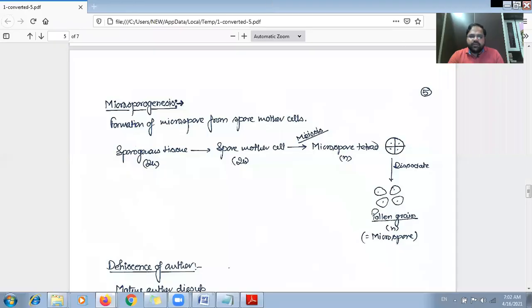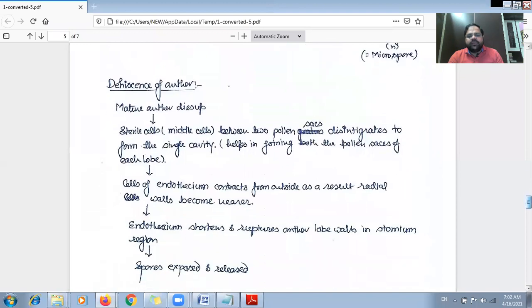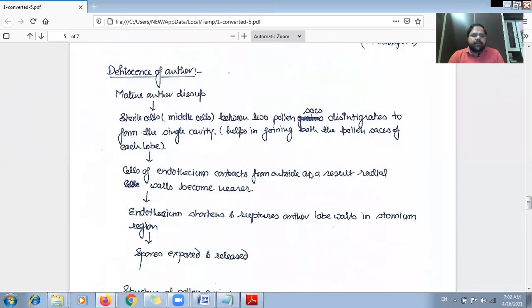Now we'll see how the dehiscence of the anther takes place. This is a step-by-step process. And what is the meaning of dehiscence? Dehiscence is the breakage of the wall of the anther and the spreading of the spores.